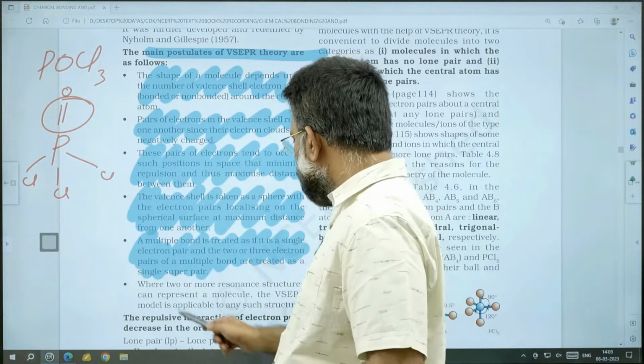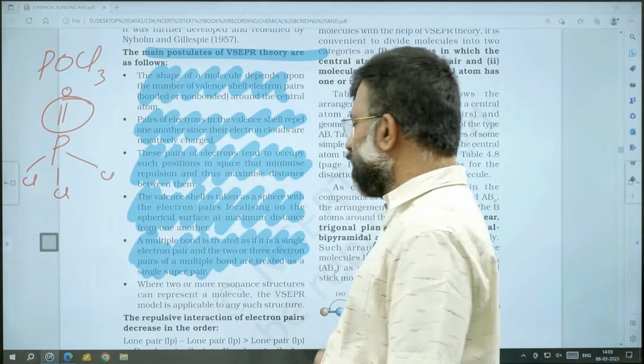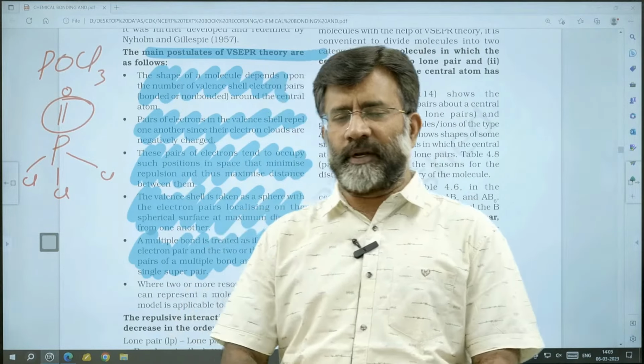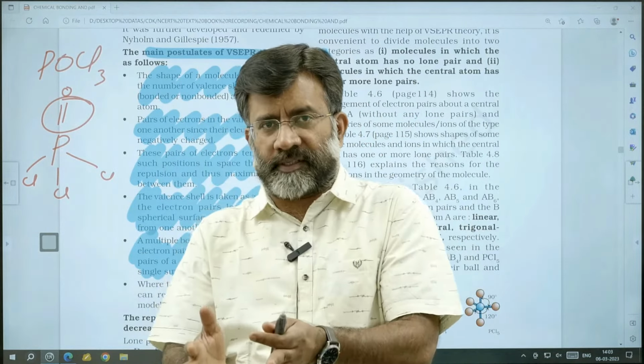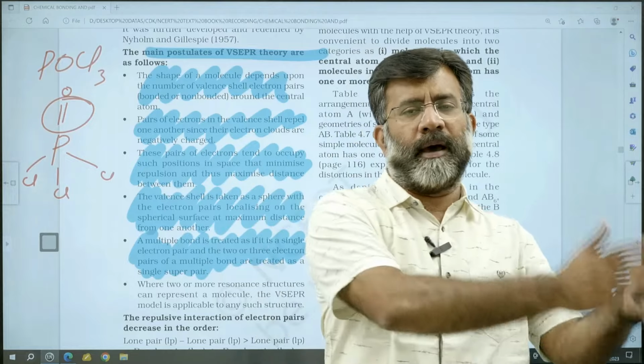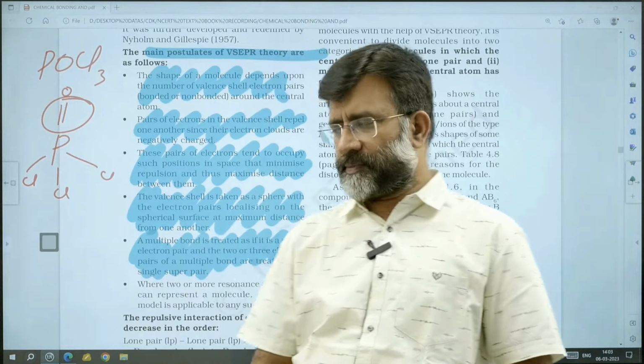Now, where two or more resonance structures are represented, the model is applicable to any structure. That we know. In resonance, we are unable to represent with one structure, and the model can be applied to another structure. These are called canonical structures, resonance structures, right?